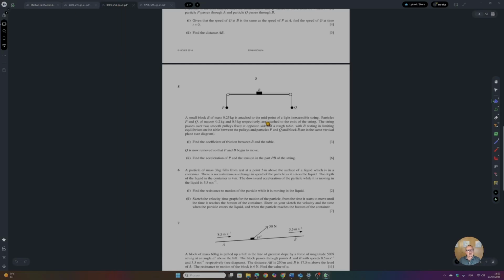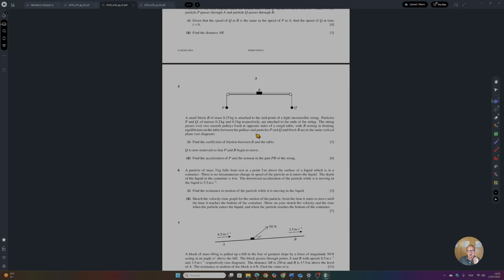Winter 2014, question paper 41, question 5. A small block B of mass 0.25 kilograms is attached to the midpoint of a light inextensible string. Particles P and Q of masses 0.2 and 0.3 kilograms respectively are attached to the ends of the string. The string passes over two smooth pulleys fixed at opposite sides of a rough table, with B resting in limiting equilibrium on the table between the pulleys, and the particles P and Q and block B are in the same vertical plane. Find the coefficient of friction between B and the table.